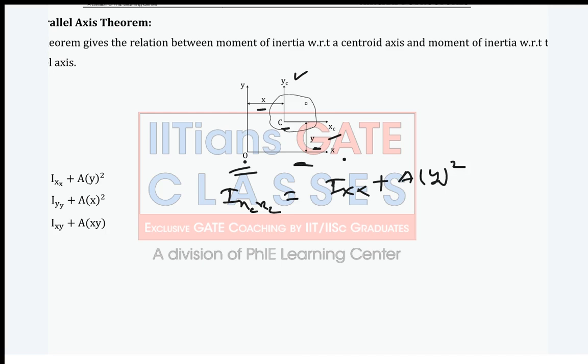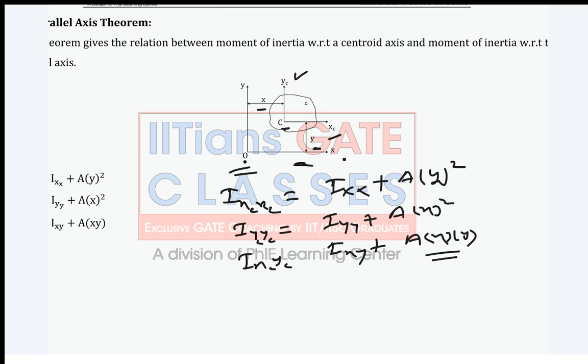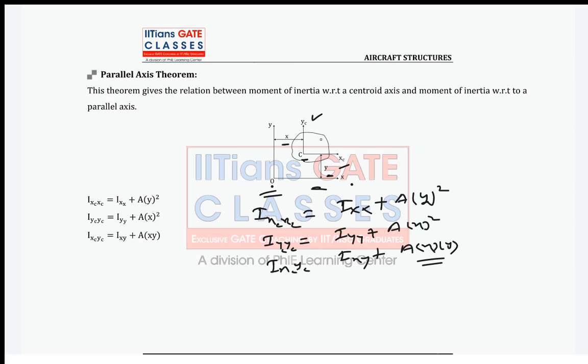What will be your Iyy? It will be Iyy plus A x square. When we solve the question, you will understand in a better way. I'm just covering all the concepts. Now, what is your Ixcyc? It will be Ixy plus A x into y. So this is the parallel axis theorem. You might have learnt this in engineering mechanics, right?